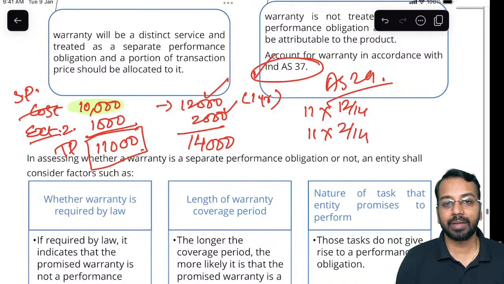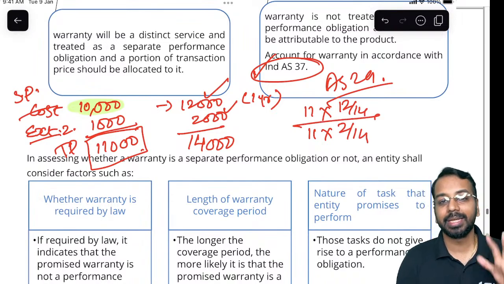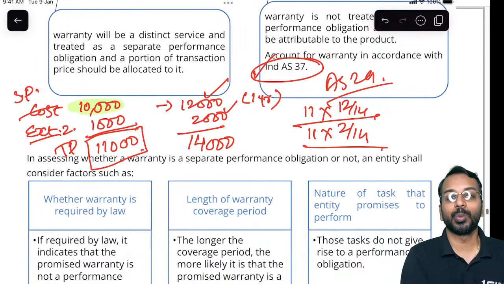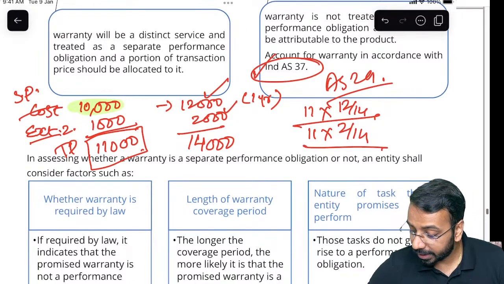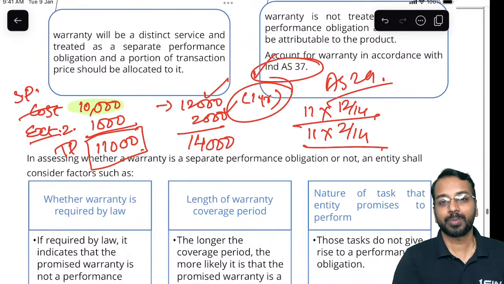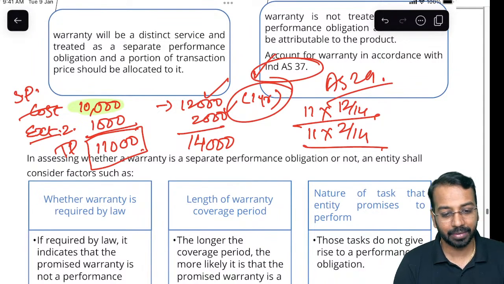This you will recognize revenue the moment the product is sold, is handed over to the customer. This you will recognize as revenue over the 2-year period. 1-year warranty, you will say there is a cost, expected cost to be incurred, which I will account as per Ind AS 37. Are we clear?